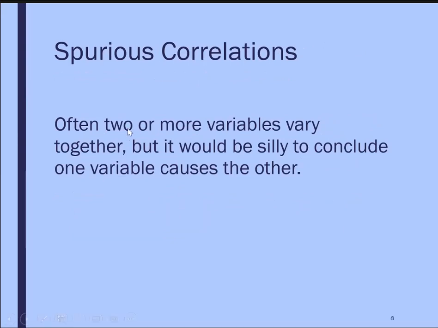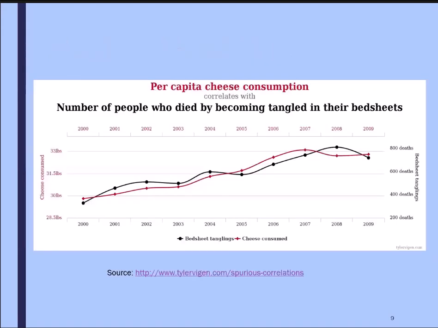Now, I want to introduce the topic of spurious correlations. Spurious correlations often mean that two or more variables are varying together, but it wouldn't really make sense to conclude that one of the variables causes the other one. And spurious correlations show us how people can misinterpret correlational studies.